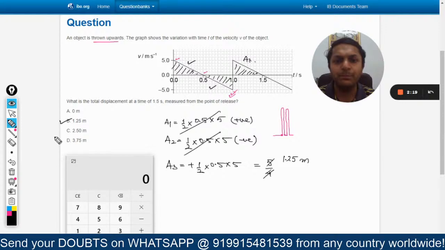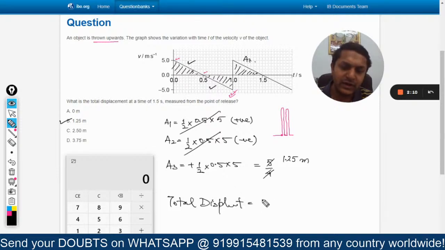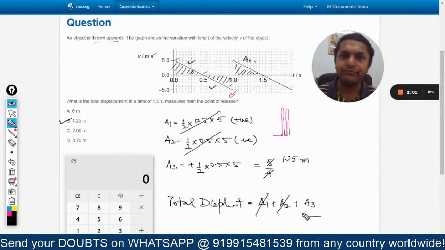I hope you understand. Our total displacement will be given by area 1 plus area 2 plus area 3. Both of these areas cancel each other out. It will be remaining only, that is A3.